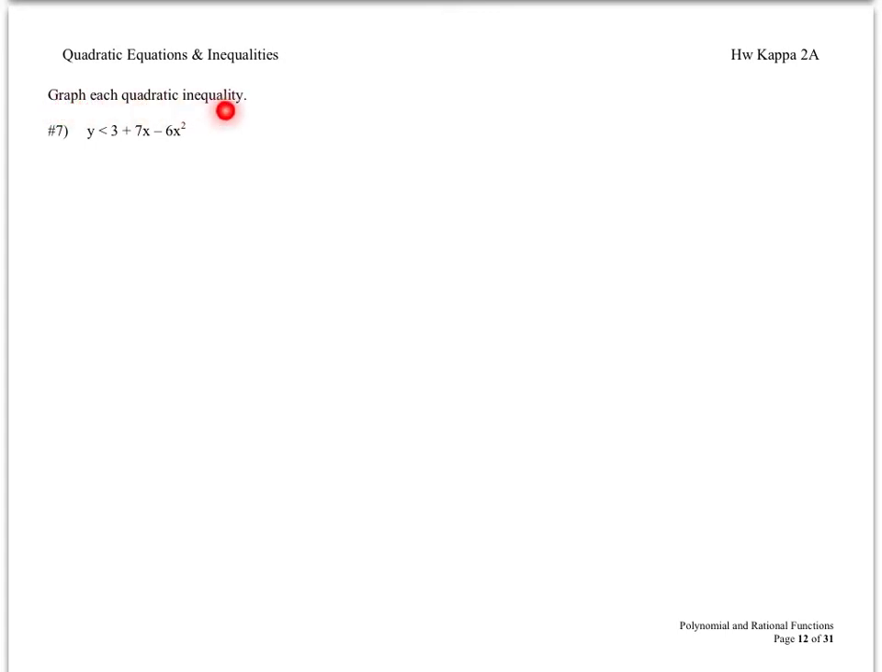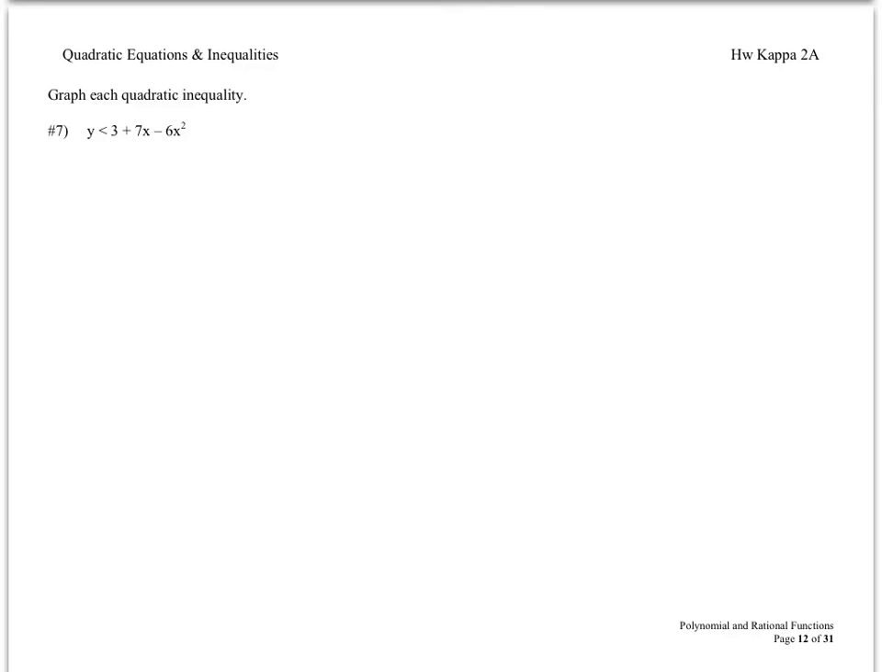We're supposed to graph the quadratic inequality. So what makes this different from the first 6 problems? Two things. One, it's an inequality. It says less than. Two, it doesn't tell you how to do the problem. You can find the x-intercepts any way you want. To do this, we're going to find the x-intercepts, the y-intercept, and then find the minimum or maximum for this parabola.